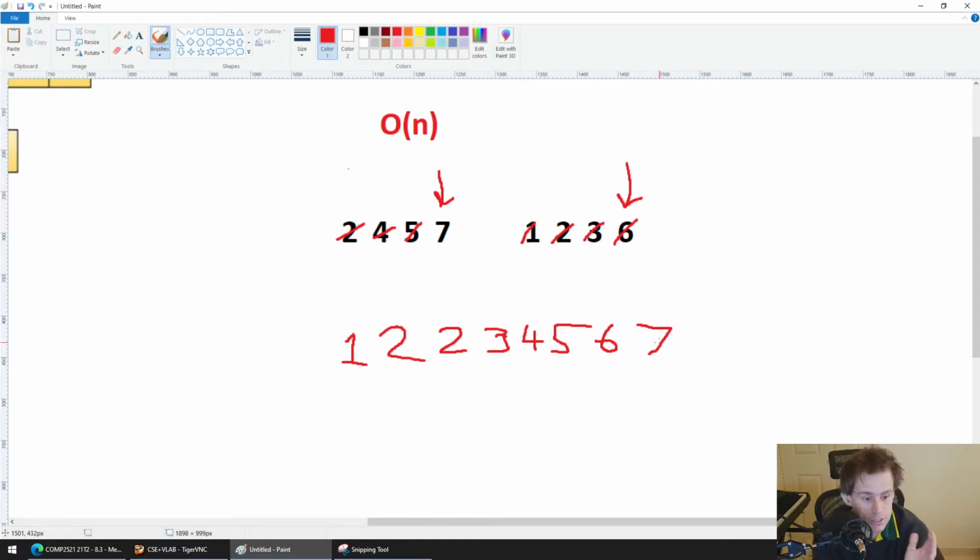And what's really interesting about this process is that it only took us n steps. To merge 2 sorted lists that had a total of 8 numbers took us 8 steps on the computer. It took us 8 comparisons, 8 steps. So the actual merging process is O(n), because the key thing again is that you're merging 2 sorted lists.